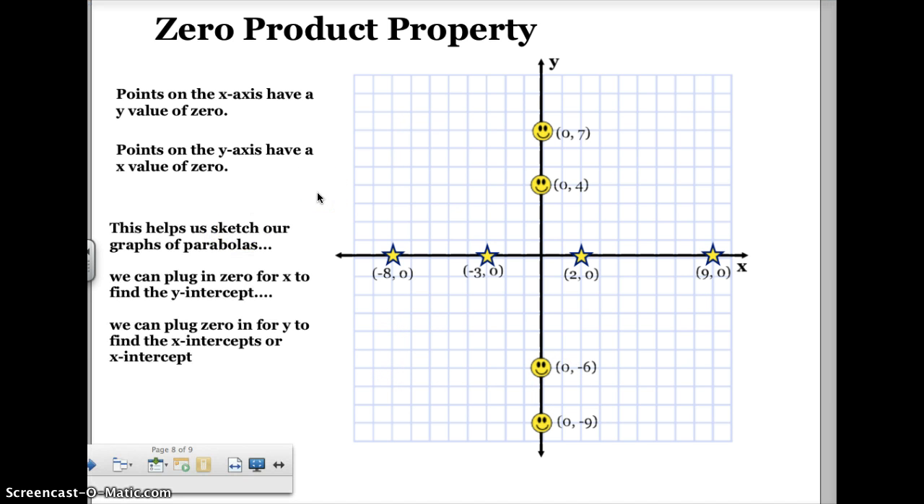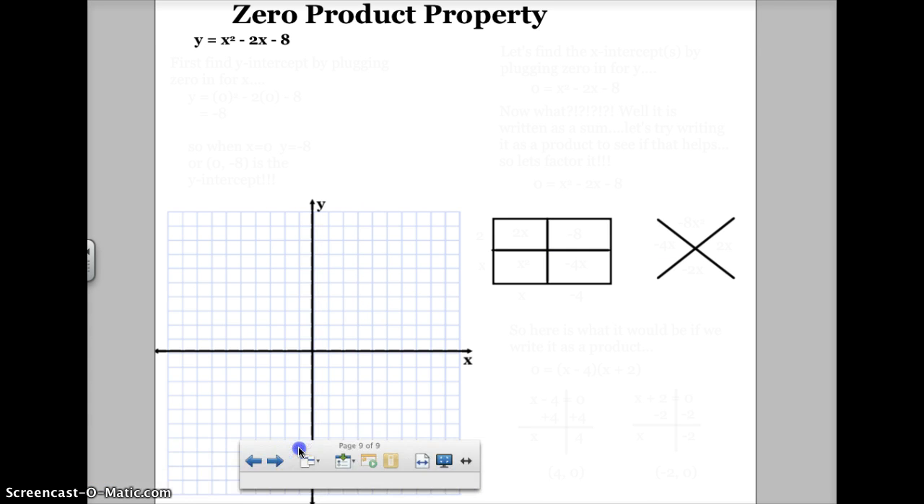Well, this helps us sketch a parabola because we can plug in 0 for x to find the y-intercept in our equation, and we can also plug in 0 for y to find the x-intercept or x-intercepts of our equation. Let's see how this works on an actual problem.